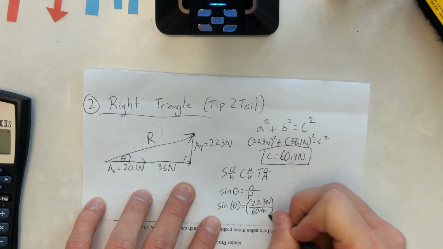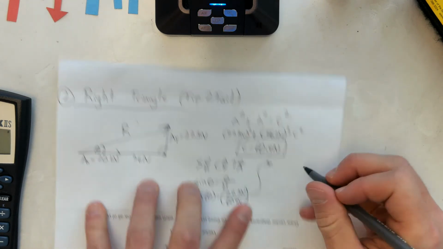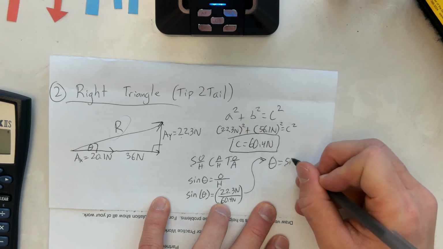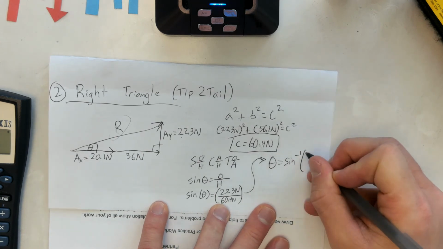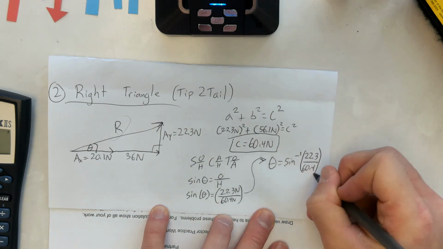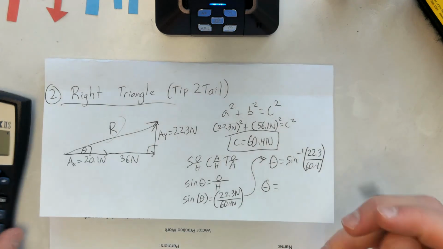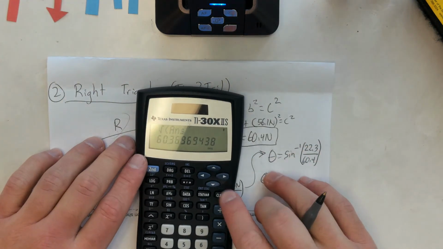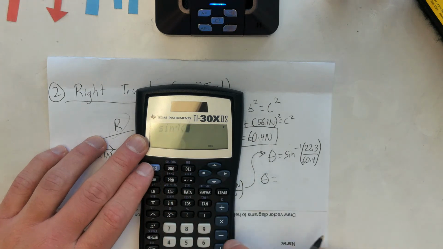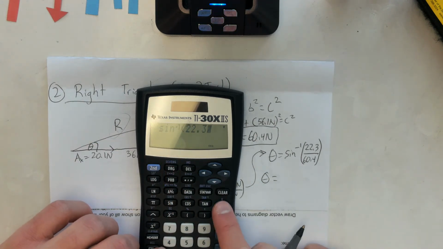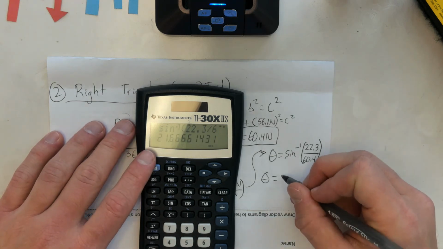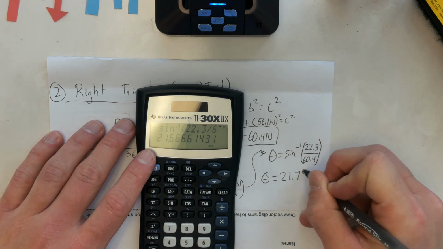which is 60.4 newtons. So I'll move my work up here. So to solve for theta, we got to get sine to the other side. So that means we do the inverse sine, 22.3 divided by 60.4. So plug this all right into your calculator just like that. So clear this. So second sine to get that negative 1, that's crucial, of 22.3 divided by 60.4. And hit enter, I get 21.7 degrees.